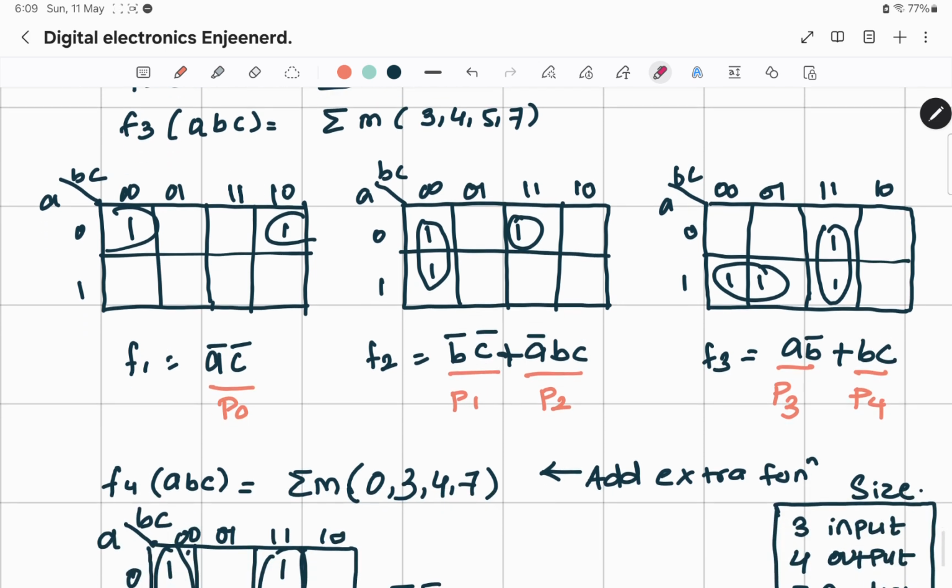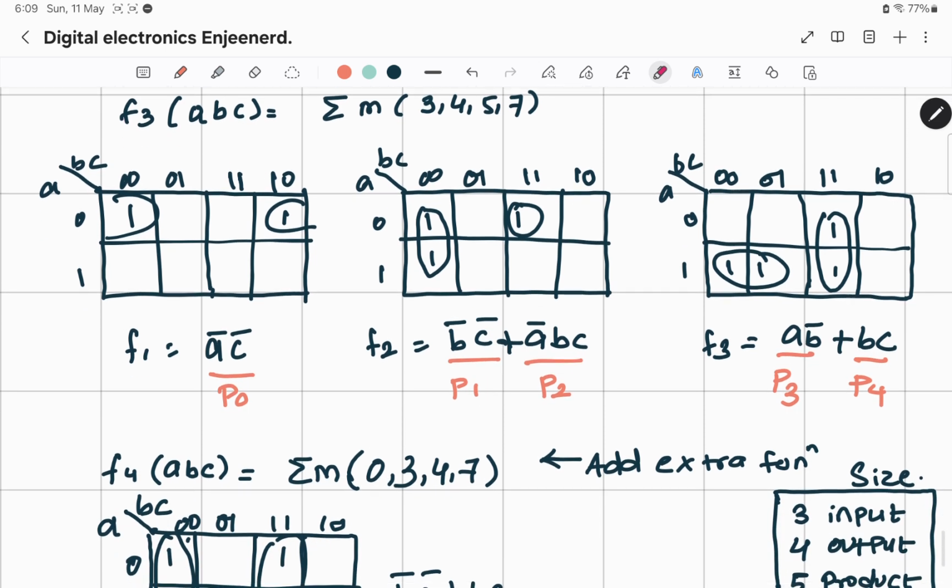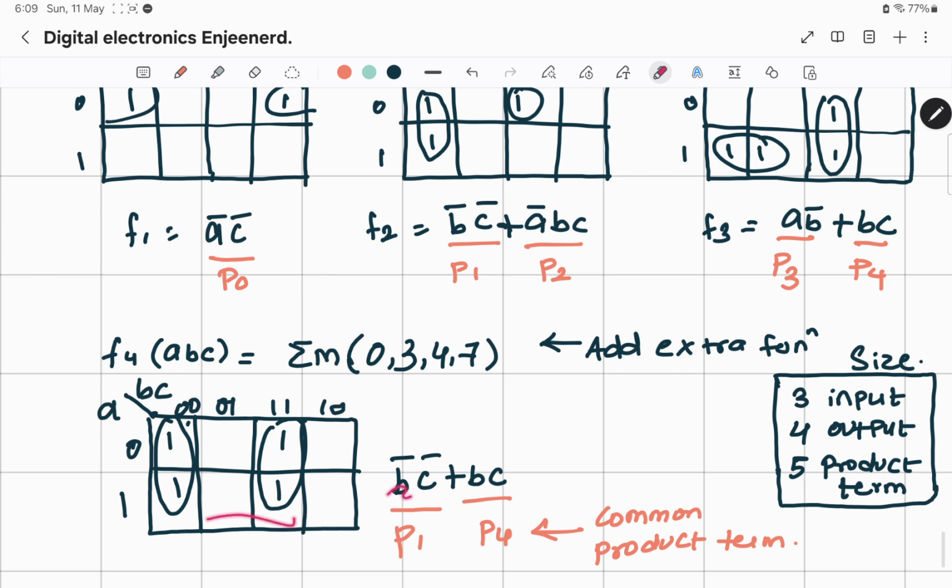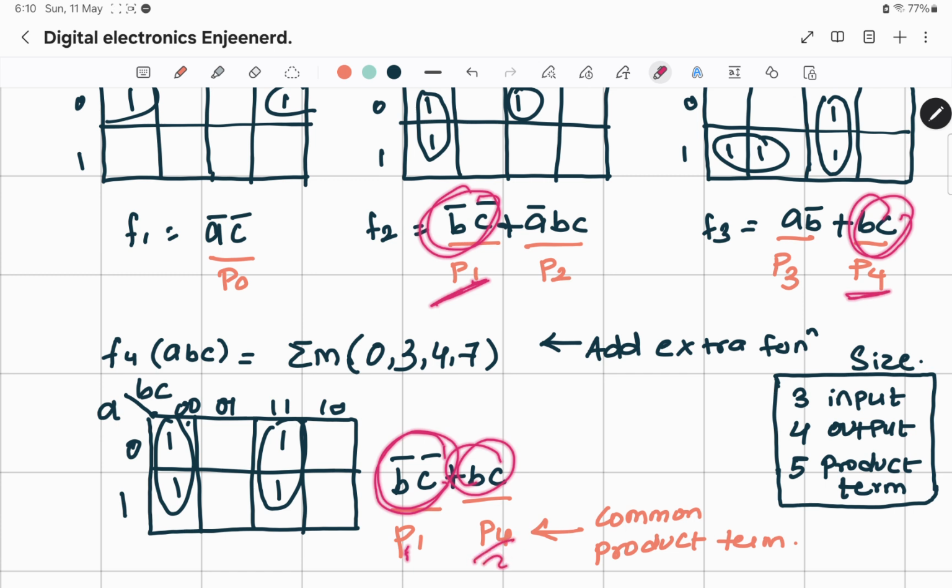Okay, so now what I want to do is add one more function, which is also a function of A, B, C, and these are the min terms. So I'll again reduce this and I get the reduced equation. Now if I check this, B bar C bar is already generated as a product. So I need not regenerate it. I will use the same P1 here. BC is already generated. I will not regenerate it. I will use the same P4 here.